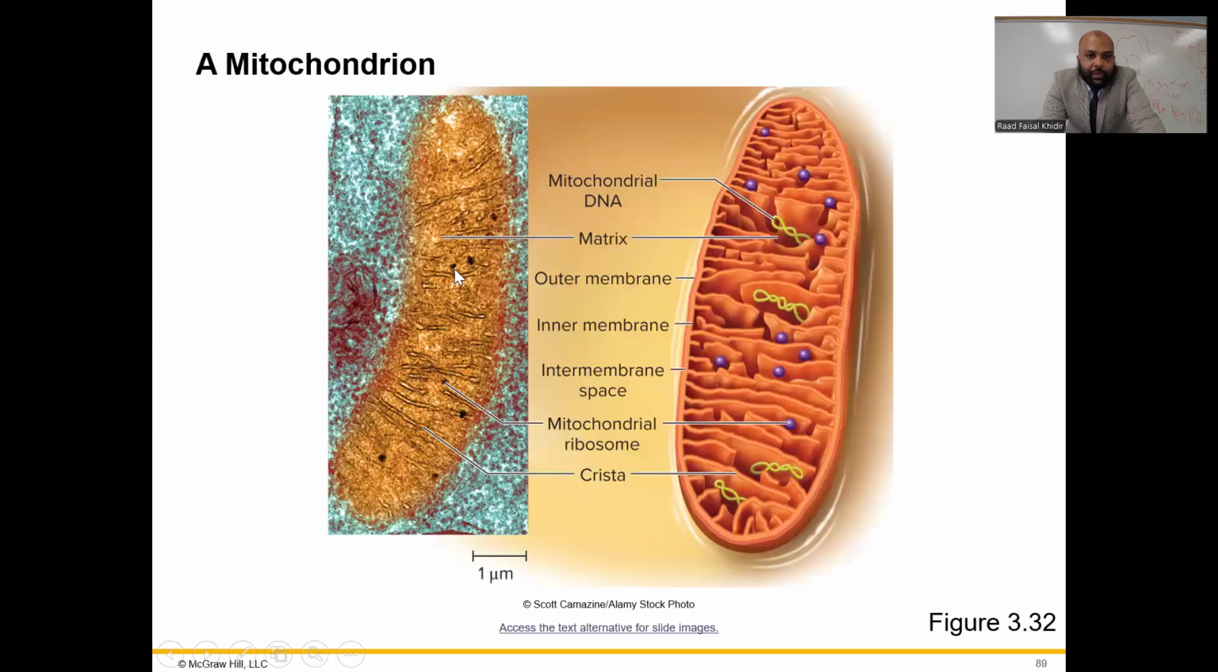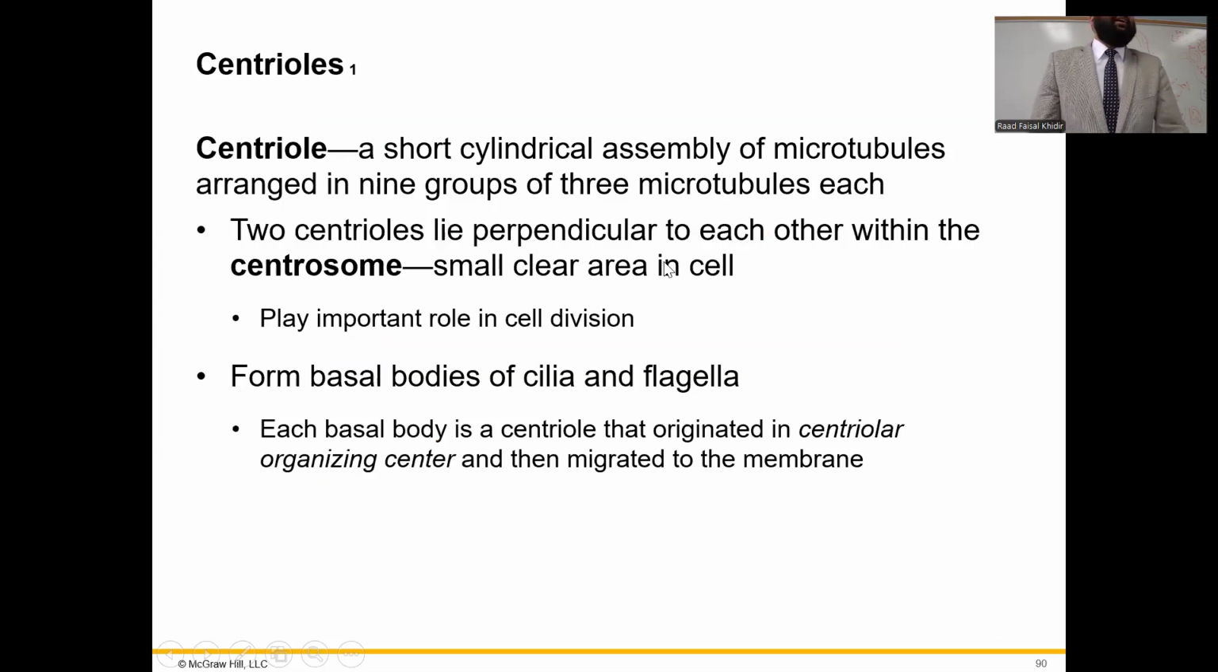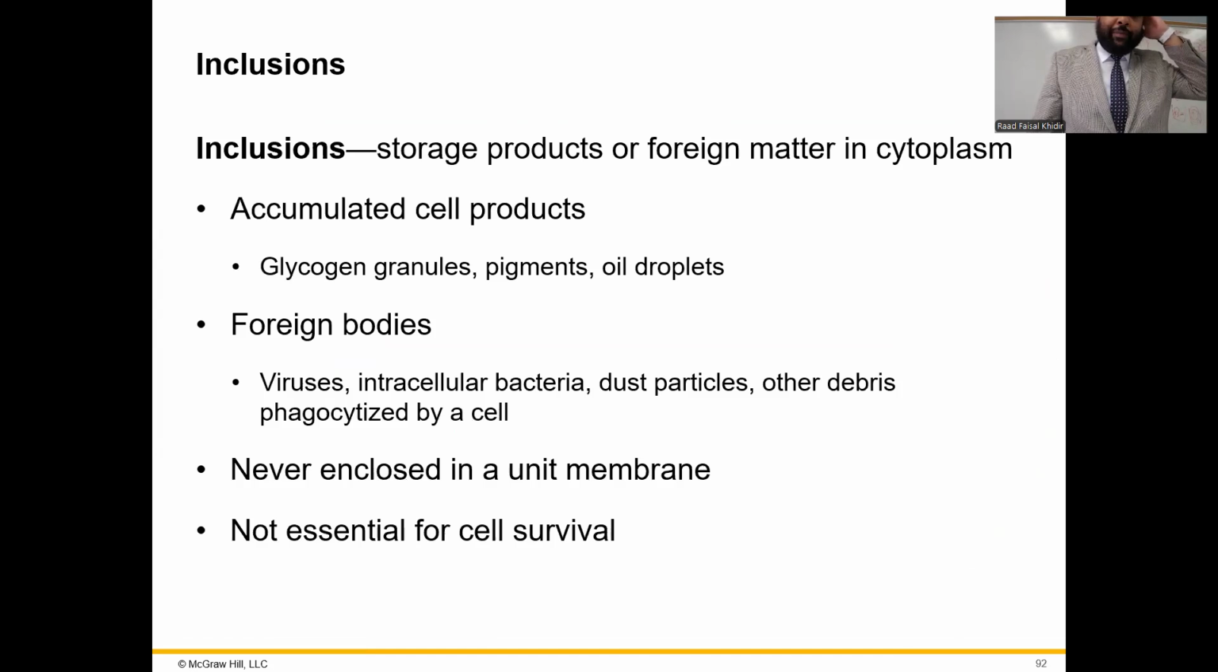That's the proteasome. The mitochondria is the powerhouse of the cell. It's responsible for programmed cell death. There was a question about that. Apoptosis, programmed cell death, is mediated by mitochondria. Inclusions are like fat, lipid, vesicles, storage products, or foreign matter in the cytoplasm, and accumulated cell products. They could be useful or useless, and they could also include viruses. They are never enclosed in a unit membrane, and they are not essential for life. They are like a storage form.